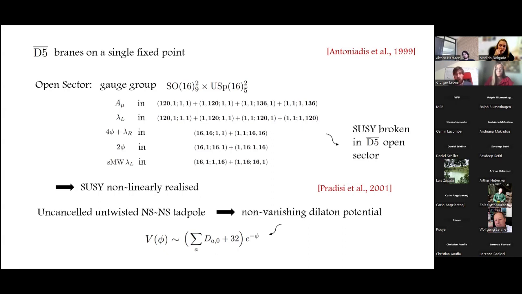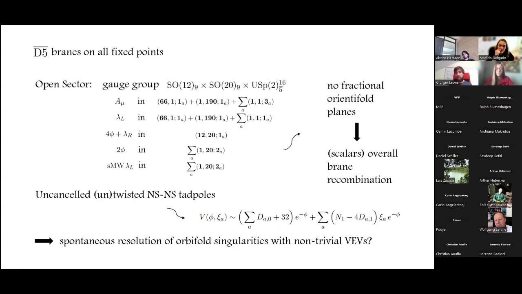The situation actually changes a bit when placing anti-D-branes on all the Z2 fixed points. In such a case, the gauge group is modified, and supersymmetry is broken in the same way as in the standard solution that I discussed a few seconds ago. And still the would-be gauginos transform into a singlet, which denotes the fact that supersymmetry is broken at the string scale and non-linearly realized.